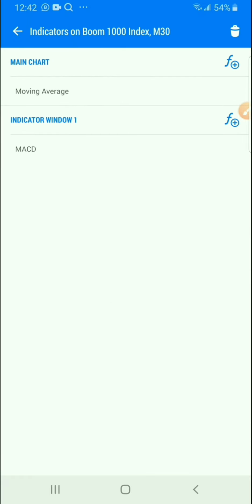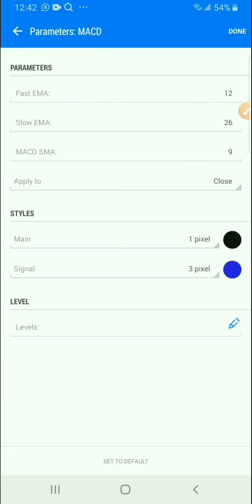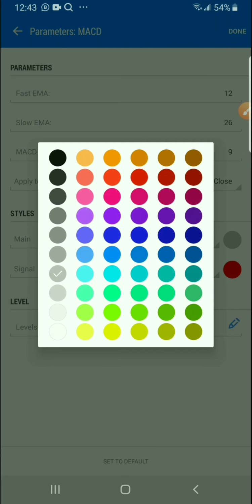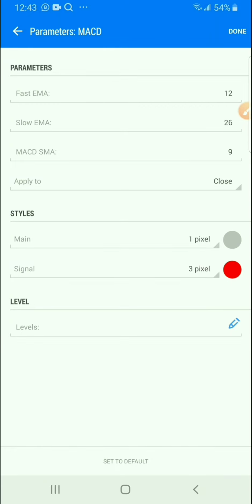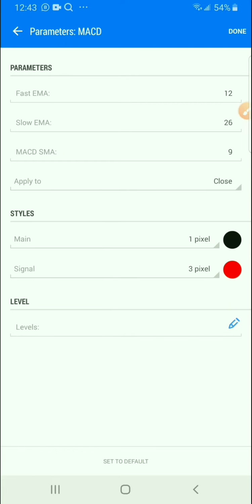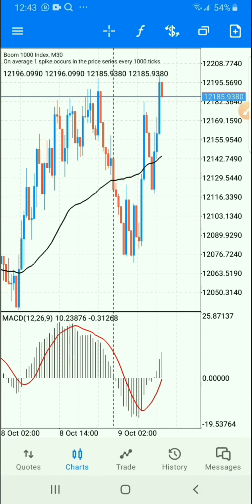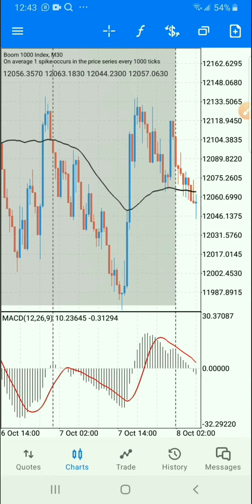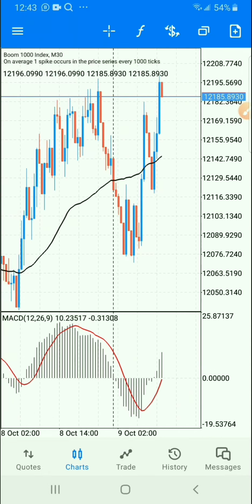Good. And now we go to our MACD indicator window 1. The first EMA is 12. Actually, for MACD, you set it to default, and when you set to default, you just change the colors. If you remember very well, our signal line was red, and our MACD was black. Good. You close, and that's all. That's it, man. And you make money.